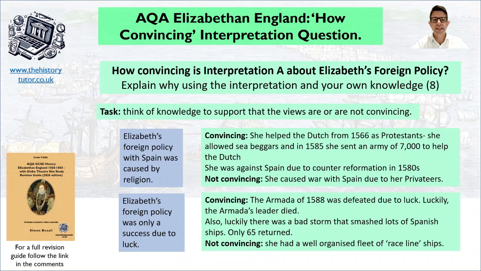Okay, so I've found some ideas. So Elizabeth's foreign policy with Spain was caused by religion. It is convincing. She helped the Dutch from 1566 as they were Protestants. The sea beggars were helped in 1566. She got involved in the war by 1585. She was giving money to support the Dutch from 1572 as well. So lots and lots of things that suggest it's about religion. She was also against Spain due to the Counter-Reformation in the 1580s. The Spanish were sending over the Jesuits, trying to turn England back to being Catholic, and Elizabeth was executing these people. So we can step a bit wider into our other themes like religion and the problems that England faced.